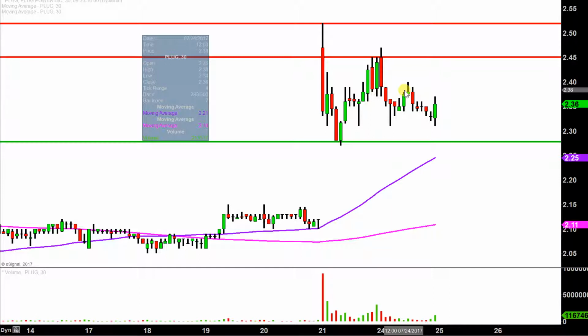And we'll first start by talking about areas of support. From a support standpoint, the two main ones right now that are really standing out, the first one is right here at about $2.27, which I talked about in Friday's video, and that is currently being represented by that green line right there.